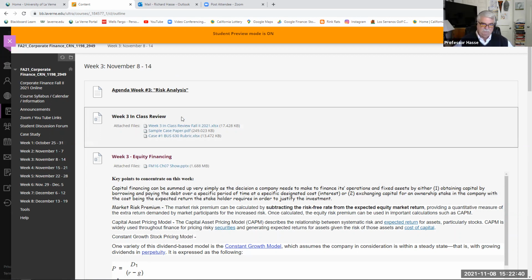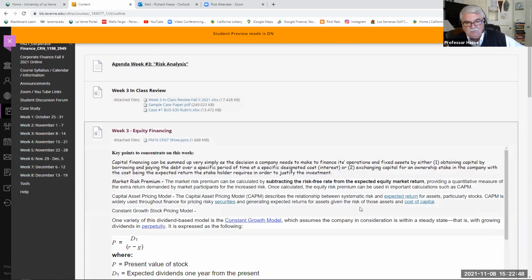The key topics this week are equity financing. And as it says here in this description in our Blackboard for the week, capital financing can be summed up very simply as the decision a company needs to make to finance its operations and fixed assets by either obtaining capital by borrowing and paying the debt over a specific period of time at a specific designated cost or interest, or exchanging capital for an ownership stake in the company, with the cost being the expected return the stakeholder requires in order to justify the investment.